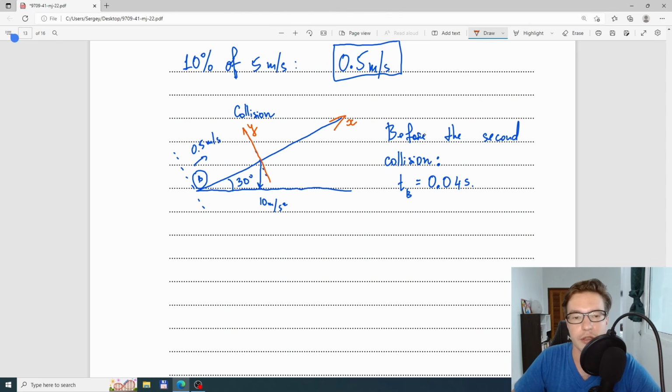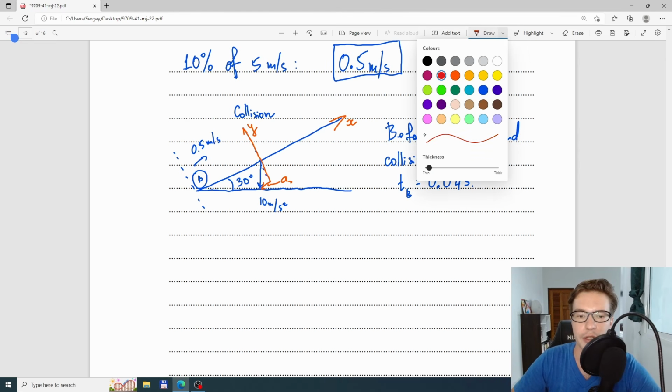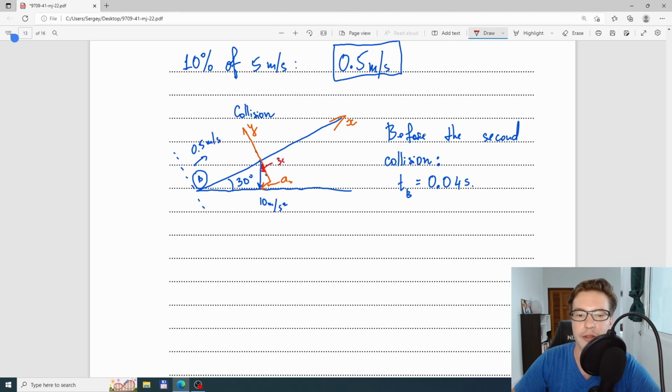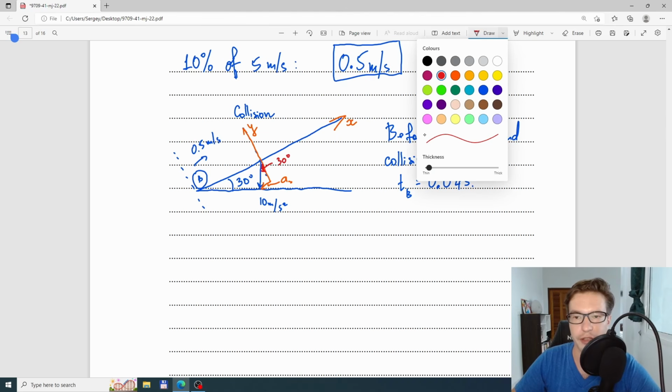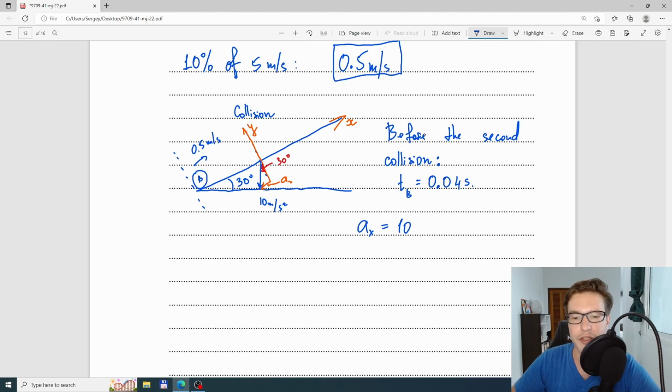Now, the only component of the acceleration acting on x-axis is going to be this, ax. So it's the x component of 10 meters per second squared. Now the angle in here is going to be 30 degrees. And the x component is opposite of that angle. So that means I will have to multiply 10 meters per second squared by sine 30. Sine 30 is a half, so acceleration on x-axis is 5 meters per second squared.